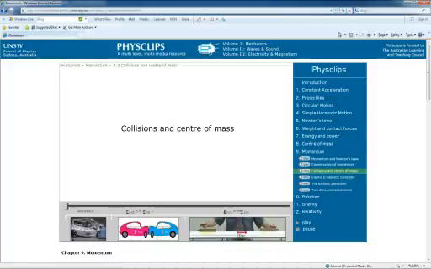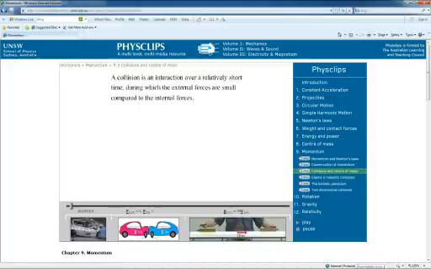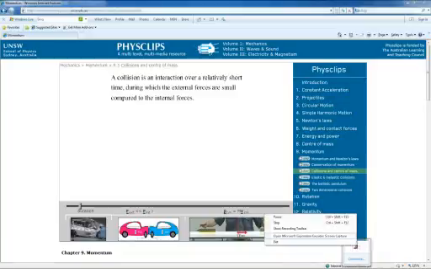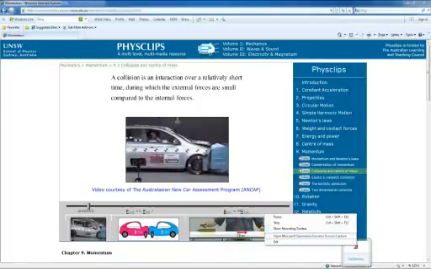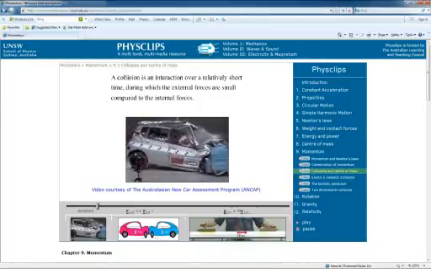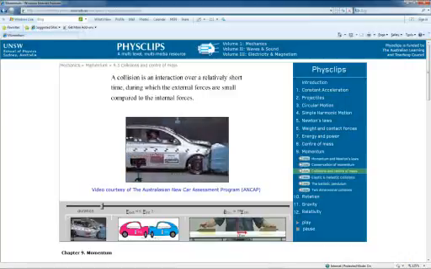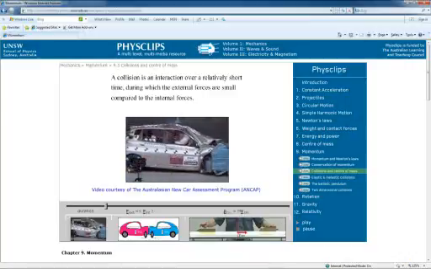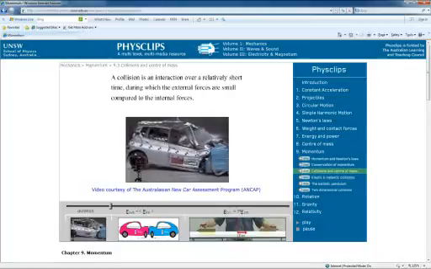A collision is an interaction over a relatively short time, during which the external forces are small compared to the internal forces. This collision occurs over a few tenths of a second. Notice that the force on the car is large enough to change its shape very substantially. We estimate about 400 kilonewtons.